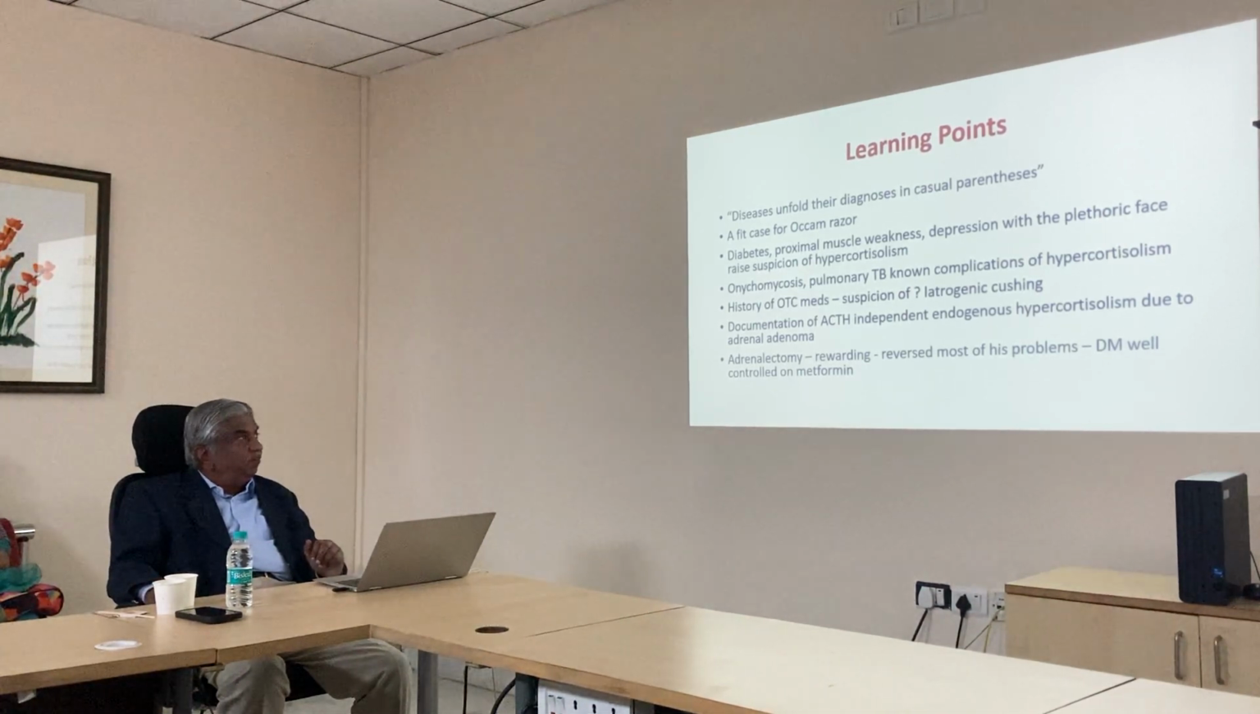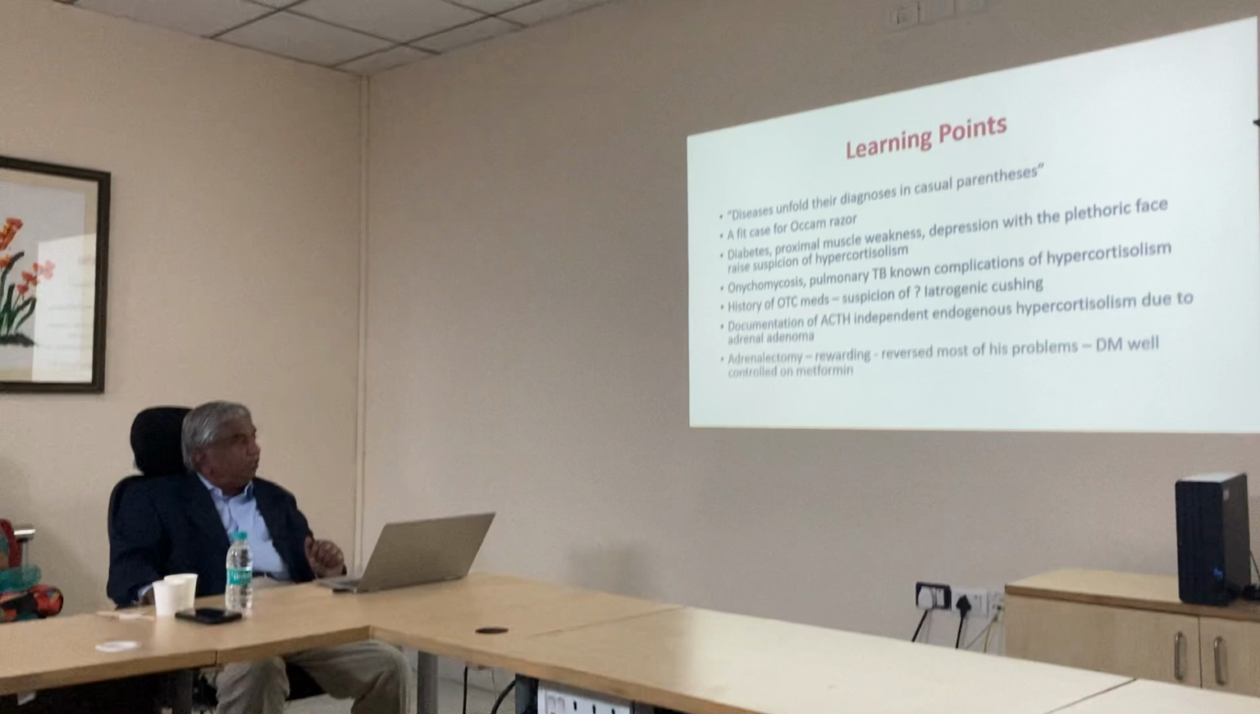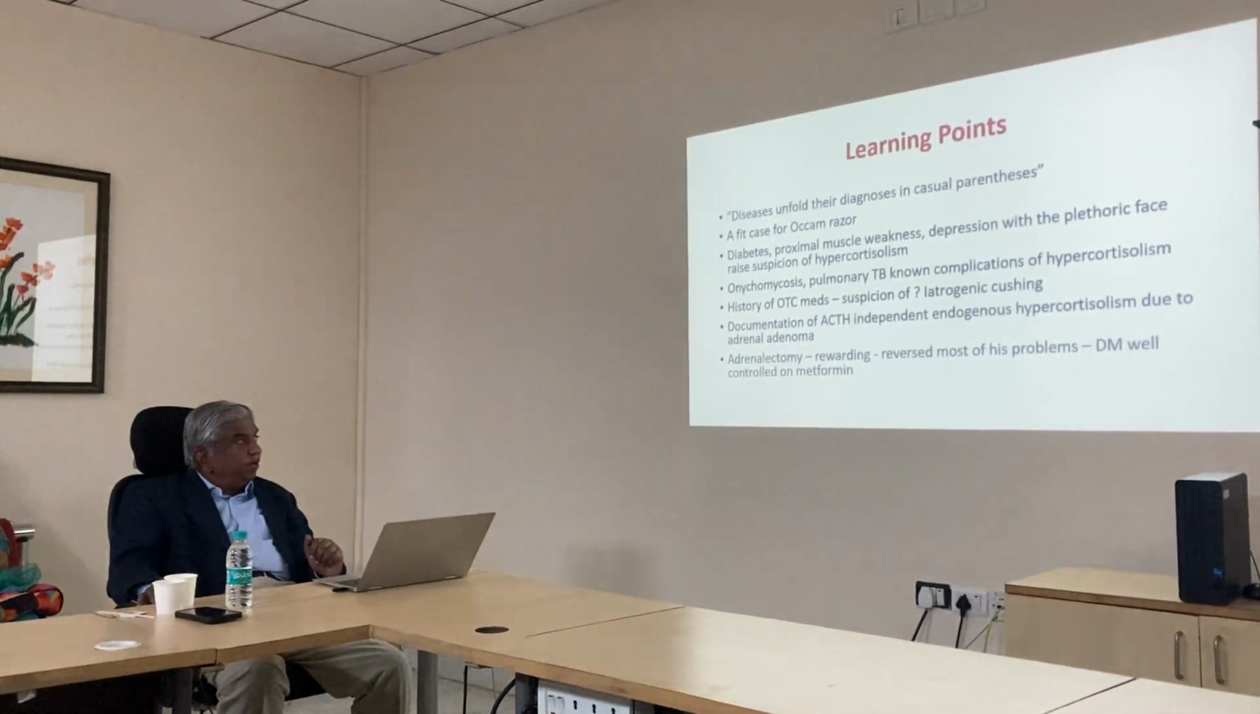Diabetes, proximal muscle weakness, depression, plethoric phase, raised suspicion of hypercortisolism. Onychomycosis, pulmonary TB, known complications of hypercortisolism. History of OTC made suspicion of iatrogenic Cushing, but documentation of ACTH independent and endogenous hypercortisolism due to adrenal adenoma, and adrenalectomy reversed most of his problems. DM now well controlled only with metformin 500 mg twice a day.